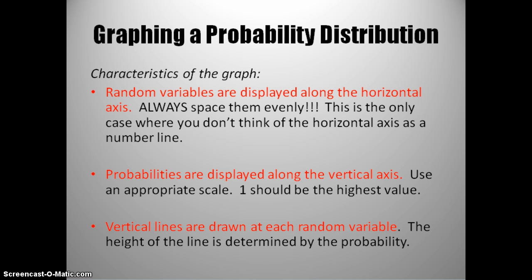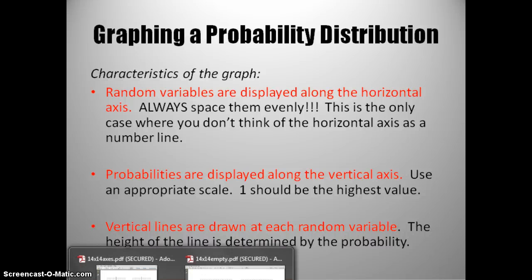Okay, so once you have a probability distribution that's set up correctly, you can go ahead and graph that distribution. Now, the characteristics of the graph are the following. The random variables are displayed along the horizontal axis, and once again, always space them evenly. This is the only time where you're not going to think of that horizontal axis as a number line. You're just going to list them out, evenly space them, whether they're qualitative data or quantitative data.